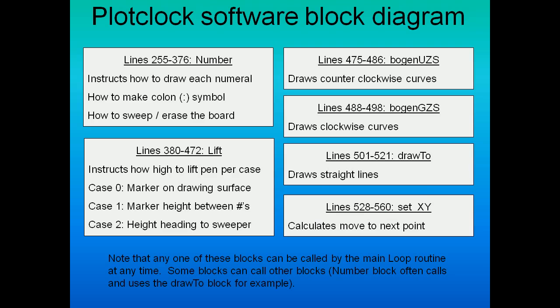And then finally, 528 to 560, there's a lot of math going on here. The set XY block calculates from where the pen is currently to its next point, how will the pen get there? And that's where the math is all done. So that's really, in short, how the Plotclock works.